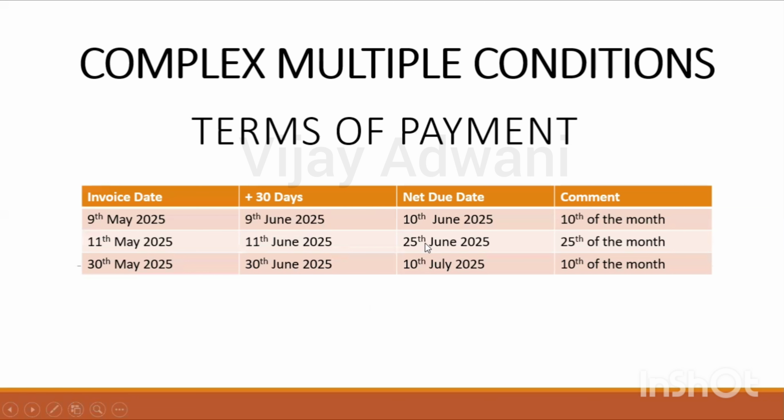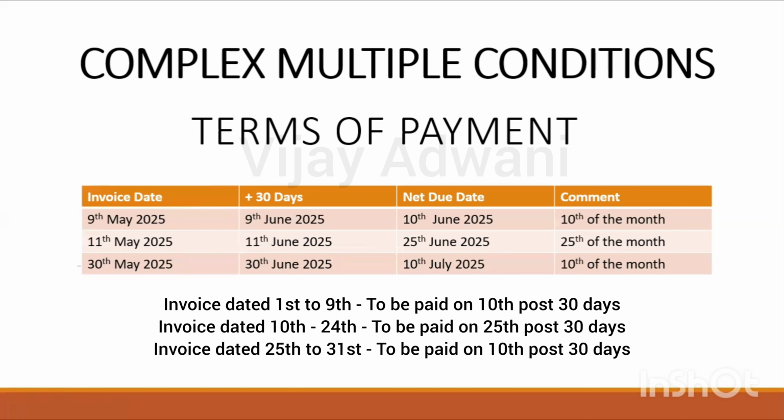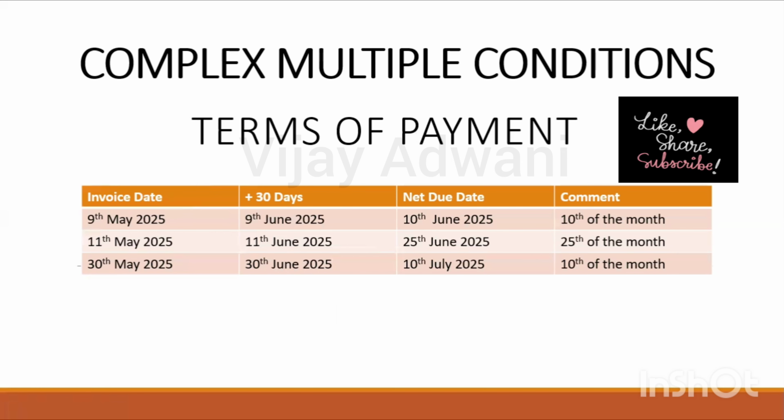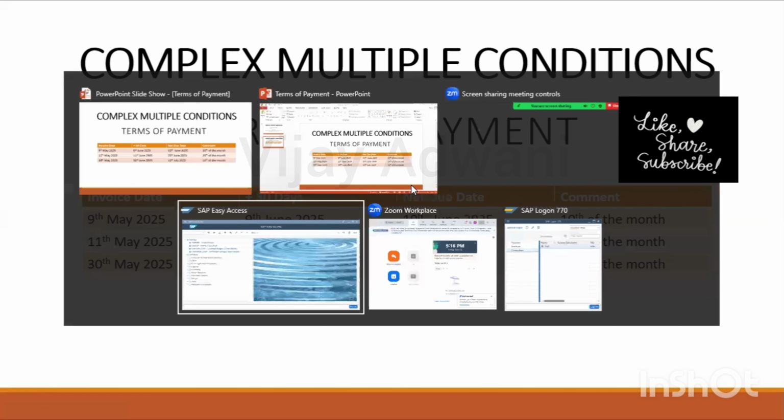In a similar manner, post 25th, whatever invoices are entered from 25th till 30th of May, you add 1 month to it. Let's say from 30th of May, it goes till 30th of June. And then the next nearest date is 10th of July. Fine. So three conditions. Invoice needs to be paid on 10th or 25th, but 30 days should have been passed prior to that. Now, how to configure this in SAP? Let's go and watch it out in SAP itself.